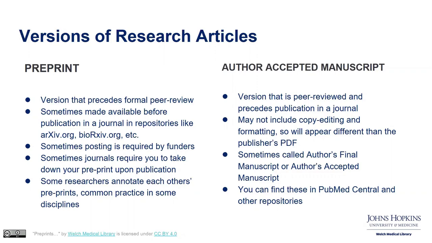So a preprint, again, is the version that precedes formal peer review. It is often made available before publication in a journal in repositories like arXiv, bioRxiv, medRxiv. Their posting is sometimes required by funders. And sometimes journals do require you to either link to your final version or take down your preprint upon publication. So it's really important to know which journals have which policies, and I'll give you some resources for that.